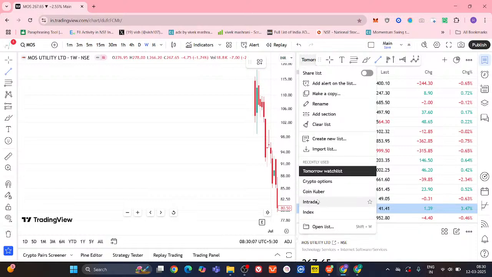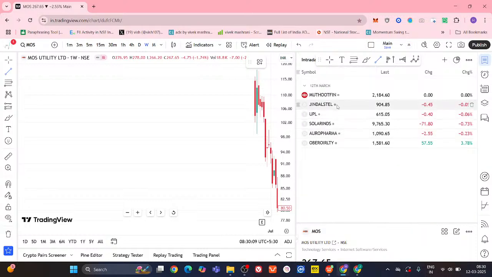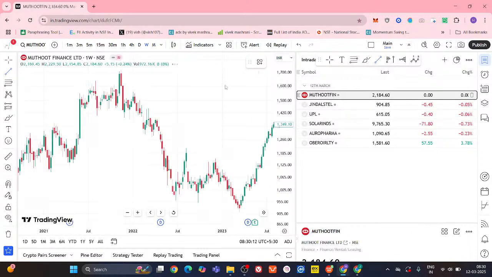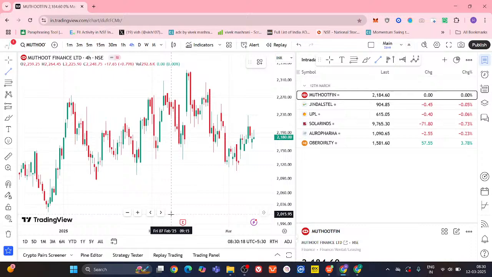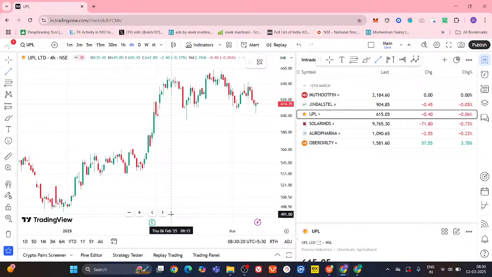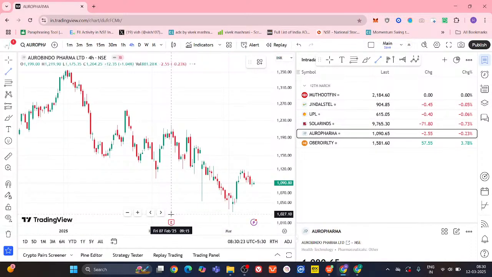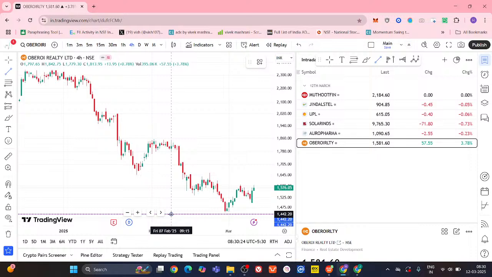Let me share today's intraday stocks, a few F&Os which I'm looking at. I'm looking at Muthoot Finance, again Jindal Steel and Power, UPL, Solar Industries, Aarti Pharma, and Oberoi Realty. Oberoi can be very strong. Maybe I may look at it positionally also. Intraday levels for the index I'll be sharing shortly.